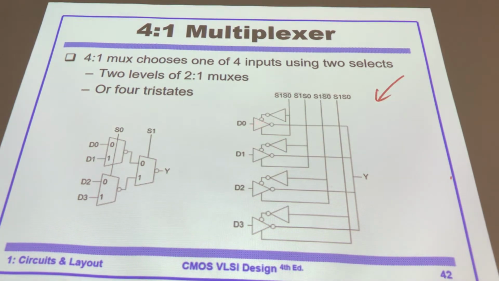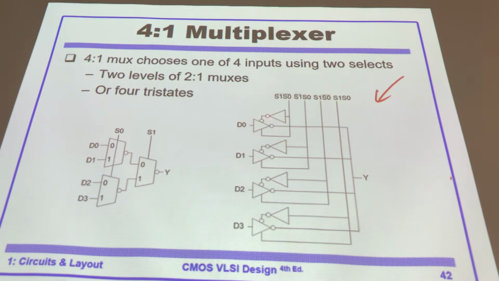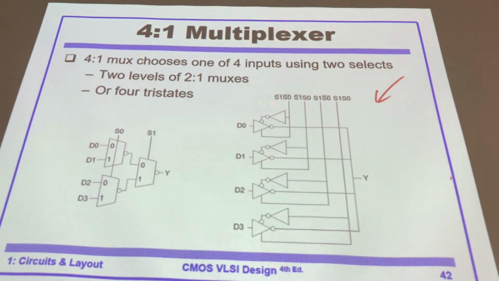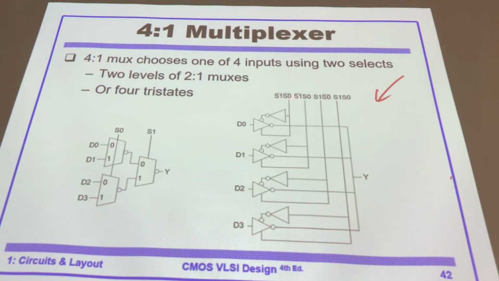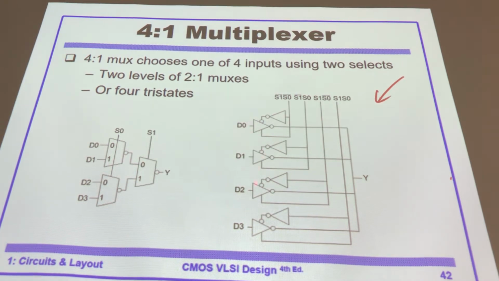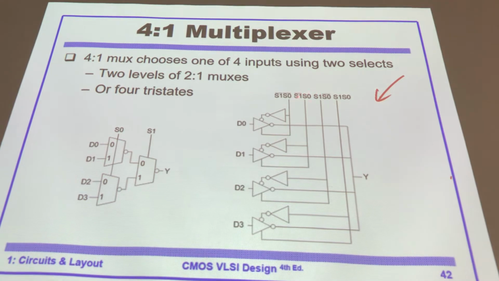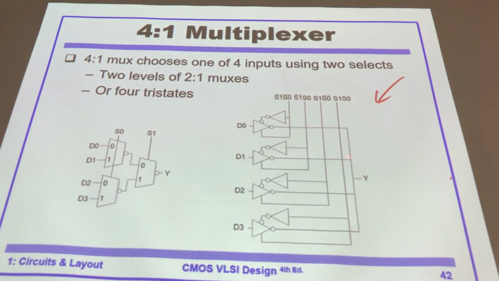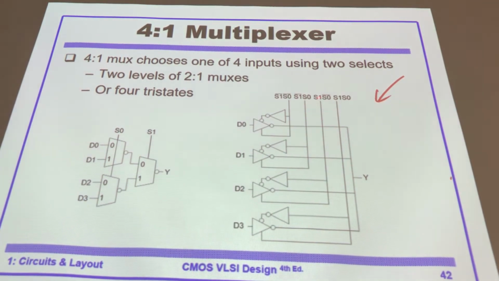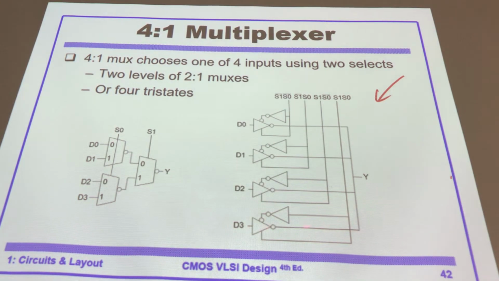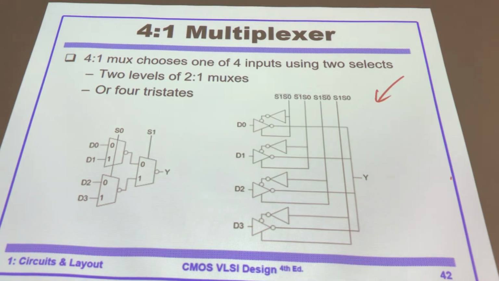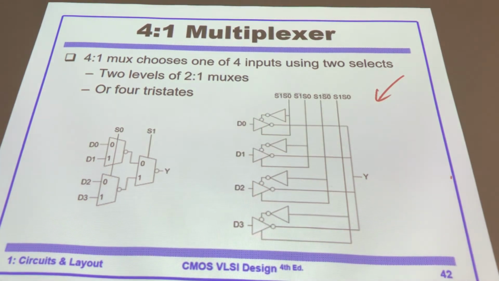We use, again, the tri-state switch, the inverting switch. S1 bar, S0 bar, 0 0, then this one is on, the others are off. S1 bar, S0, 0 1, choosing D1, only this one goes through. 1 0, D2 goes through. 1 1, D3 goes through. Okay? There are 4 switches.